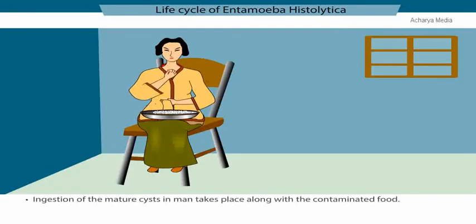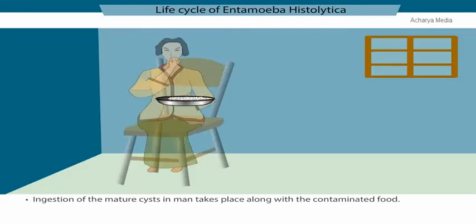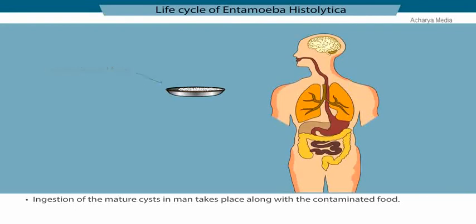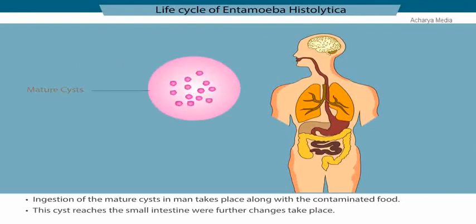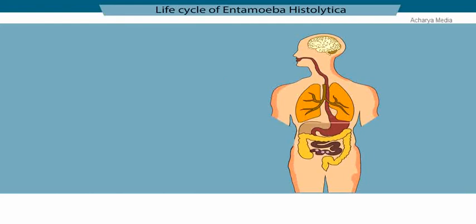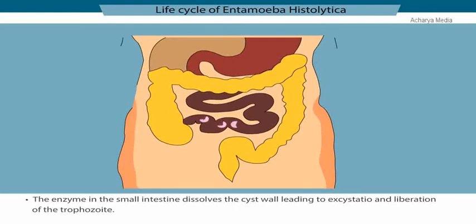Ingestion of the mature cyst in man takes place along with the contaminated food. This cyst reaches the small intestine where further changes take place. The enzyme in the small intestine dissolves the cyst wall, leading to excystation and liberation of the trophozoite.